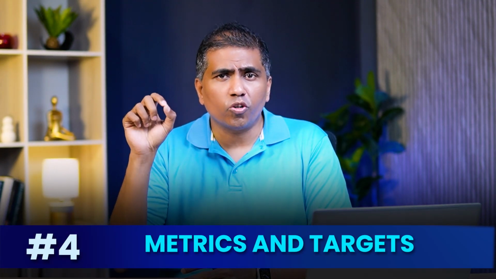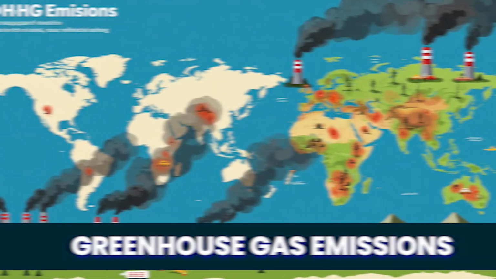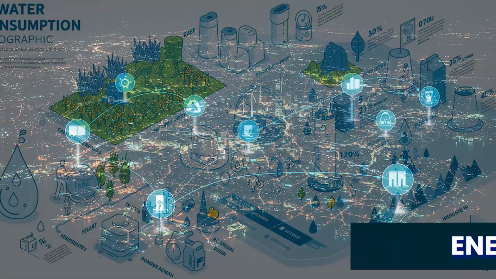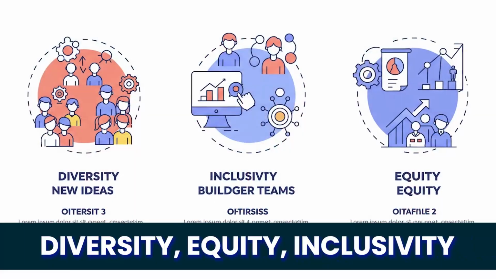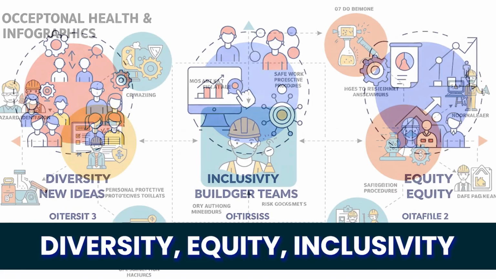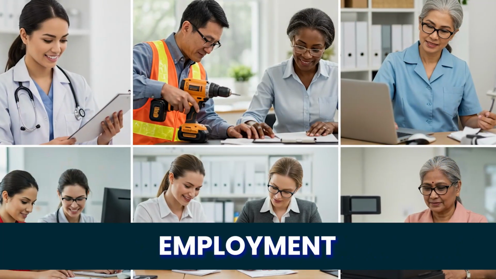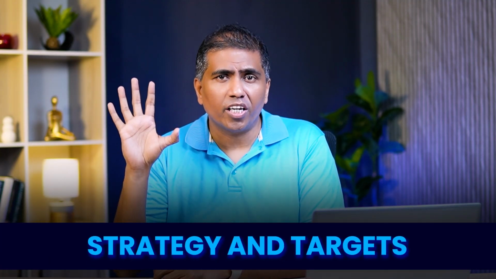When it comes to the fourth step, it is all about defining clear metrics and targets with regards to all these identified areas. In IFRS S1, you may have identified greenhouse gas emission, water consumption, energy consumption, diversity, equity and inclusivity, occupational health and safety, employment, so on and so forth, as issues or the areas that you need to focus on. It is important for you to define clear KPIs or the metrics to drive your business based on the strategy that you formulated along with the risk management framework that you have introduced.